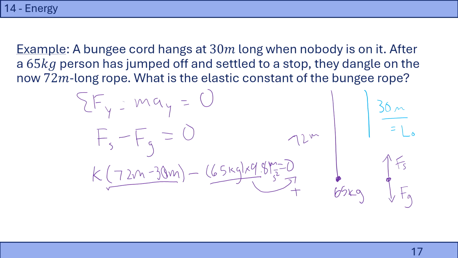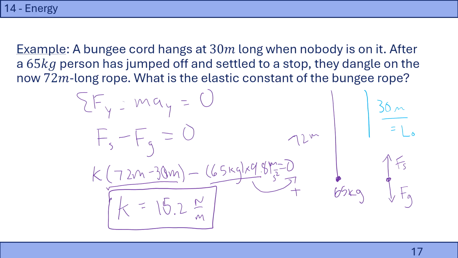You will get that k is equal to 15.2 newtons per meter. So there's a very loose spring of low elasticity, which makes sense for a bungee cord.